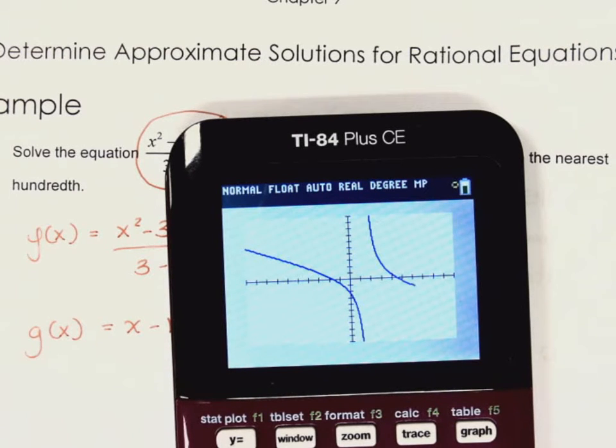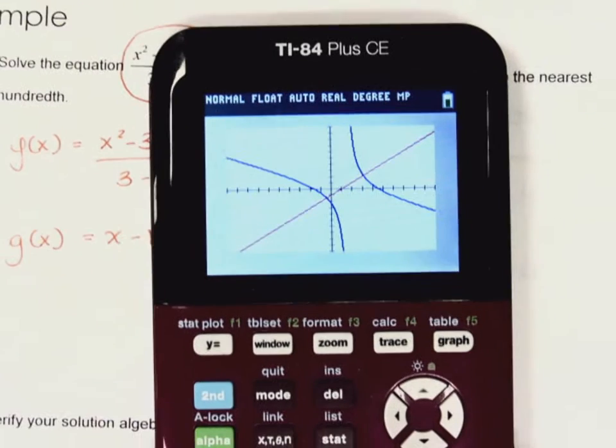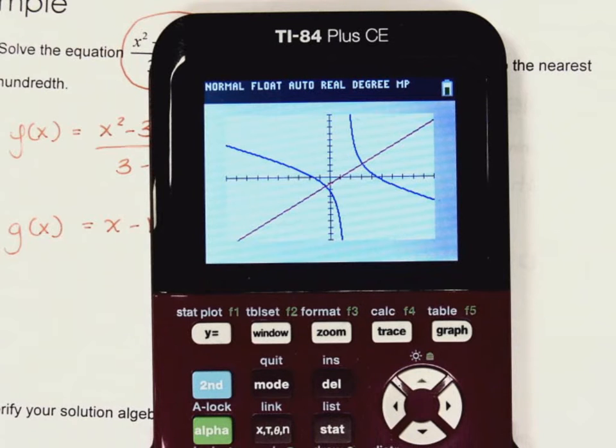That's exciting. That's also exciting. So how many points of intersection? Two. Okay. Do we also record the roots? Or I mean the x-intercepts?